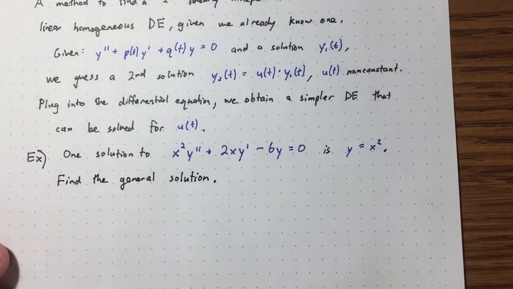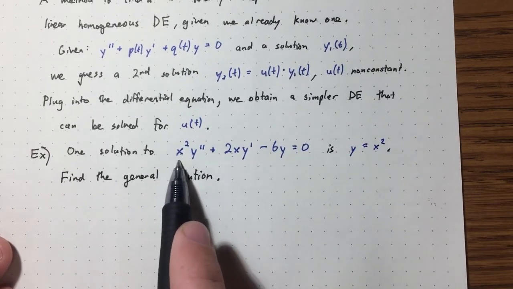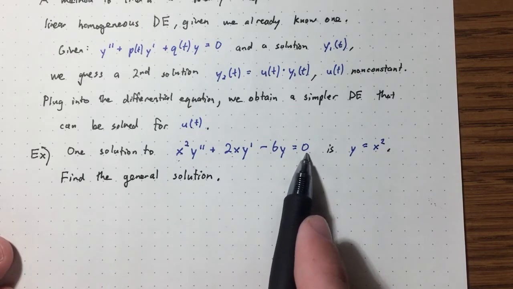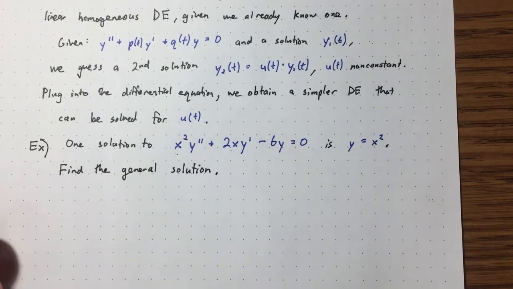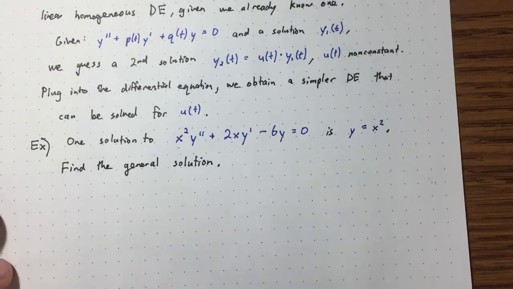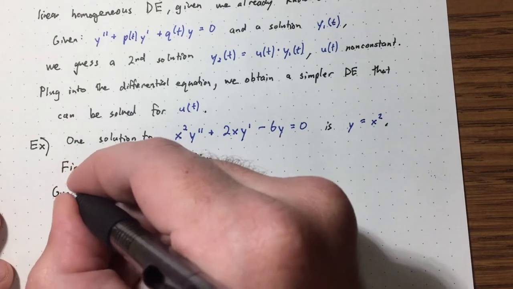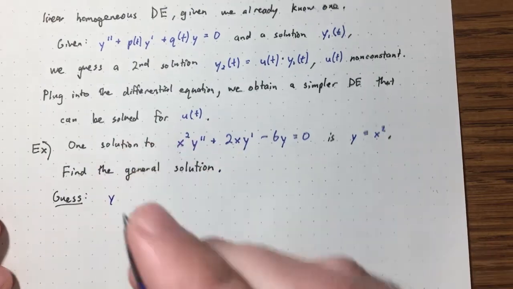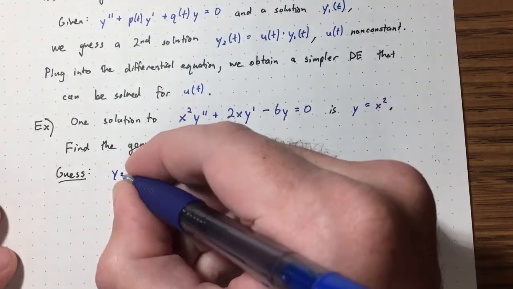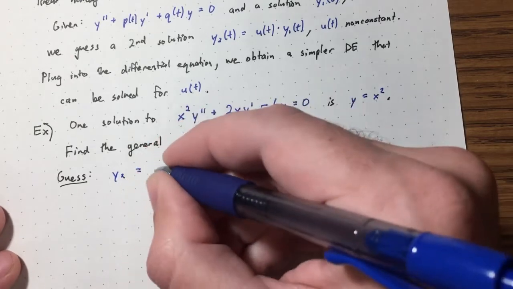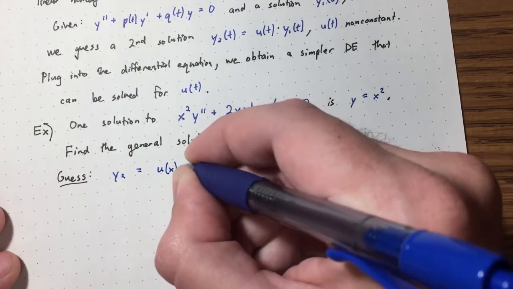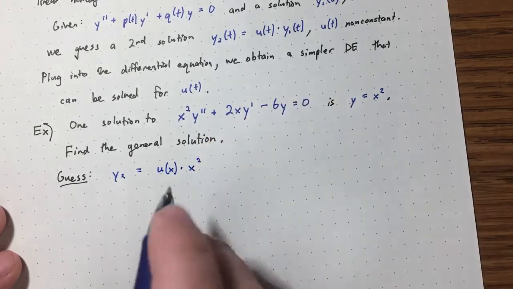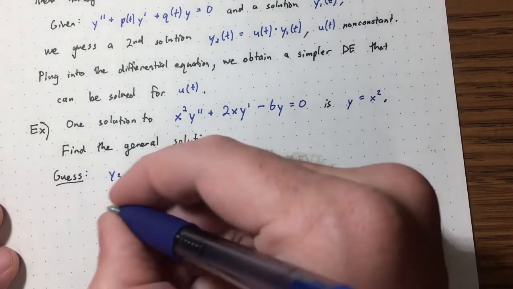It seems like we're given very little information to do that. What's more, we don't know how to solve differential equations of this form because they don't have constant coefficients, so our usual guess, e to the rt, is not going to work. So what's the idea? Our idea is to guess something of this form. We're going to guess y2 is some unknown function u of x times x squared, and we're insisting that u of x is not a constant.